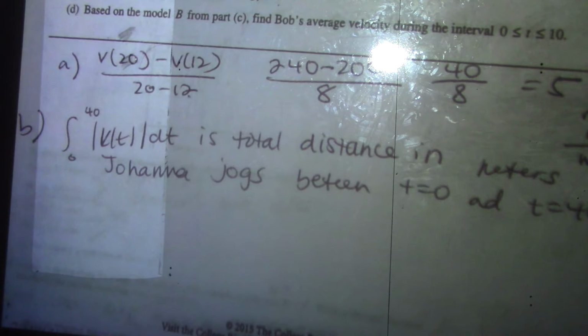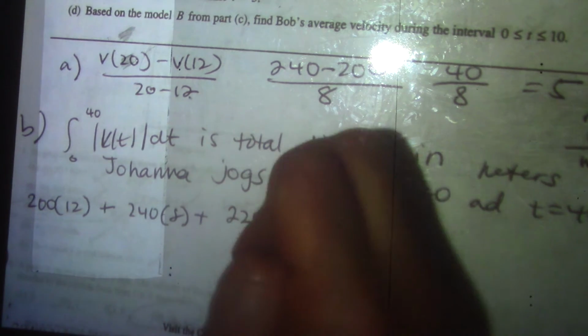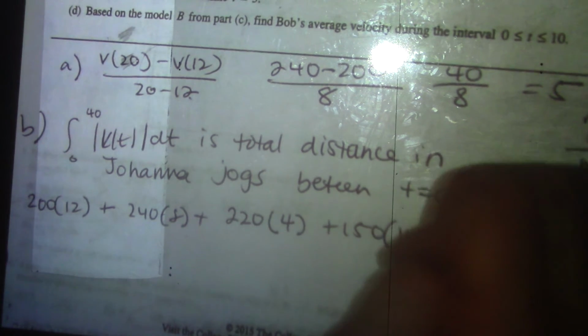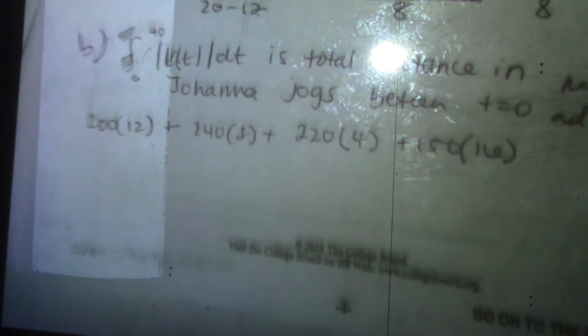Now I want to actually approximate what that is using a right Riemann sum with 4 subintervals. So I would be doing 200 times base of 12 plus 240 times base of 8 plus absolute value. So yes, it is negative 220, but I'm going to make it positive because I'm talking about absolute value. Base of 4 plus 150 base of 16. No calculator here, so I'll work this out. Do what I did earlier.